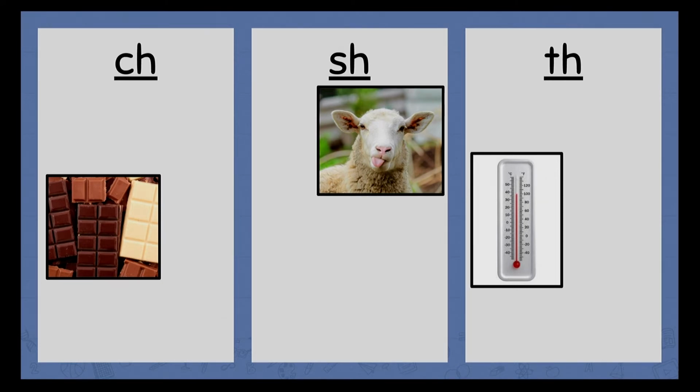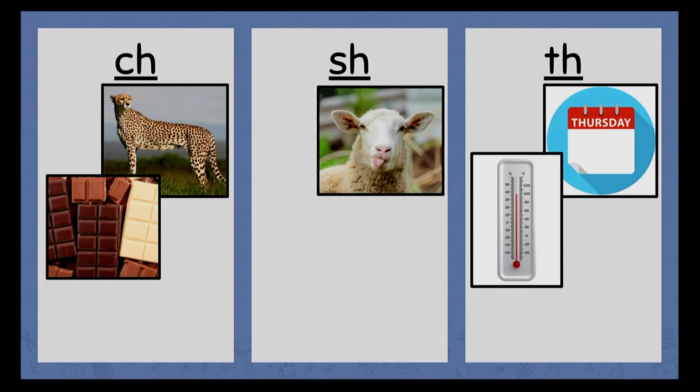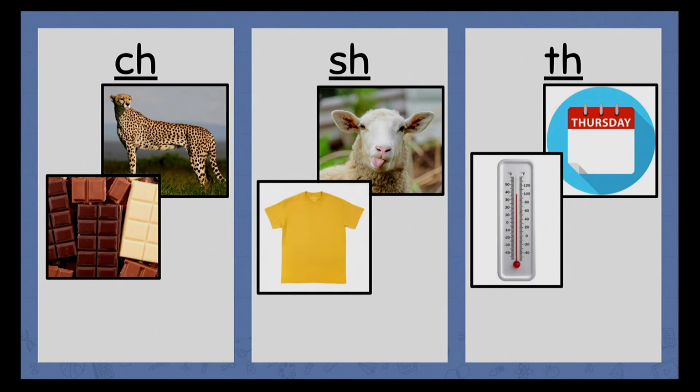Cheetah. Do you know? Wonderful. It does. It begins with CH. Cheetah. All right, our very last one. Shirt. Shirt. That's right. Shirt begins with SH. Shirts. You did wonderful. Way to go.